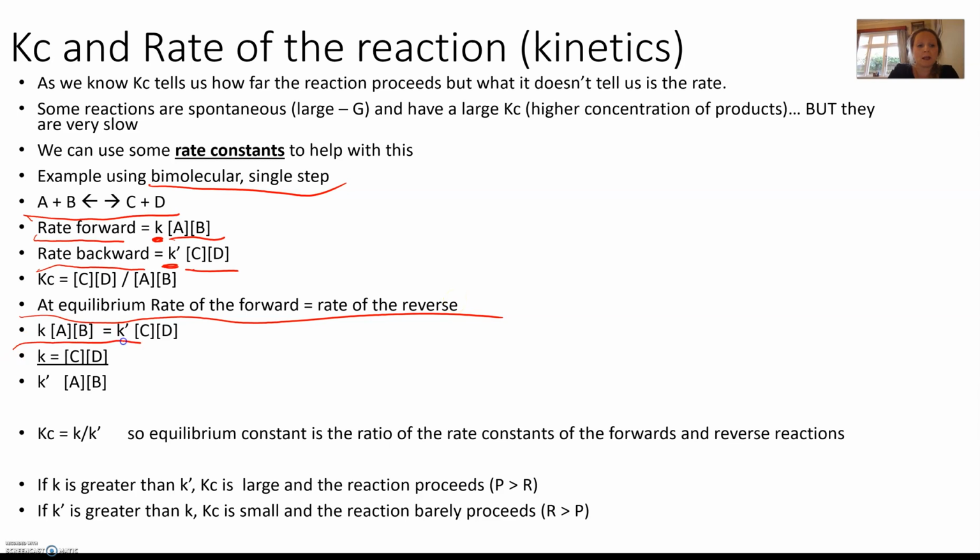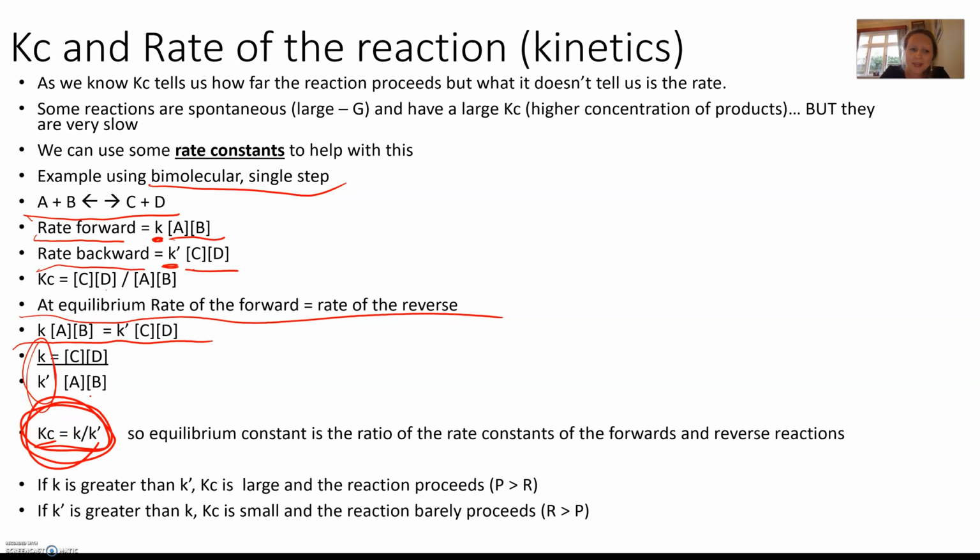So we can actually make those rate expressions equal each other. And if we tried to make it so that we had just the k's on one side of the equation, then I would have k divided by k dash, and then I'd divide C and D by A and B, and I'd be left with this expression here, which is really awesome. And we know that products divided by reactants equals Kc, so that means k divided by k dash equals Kc, which is so cool and so good to know.